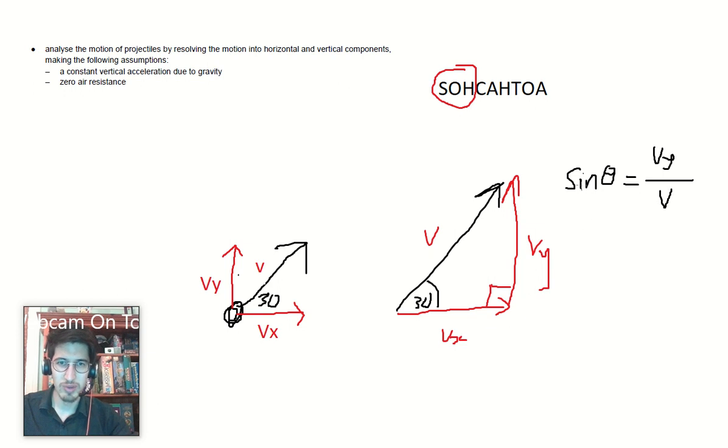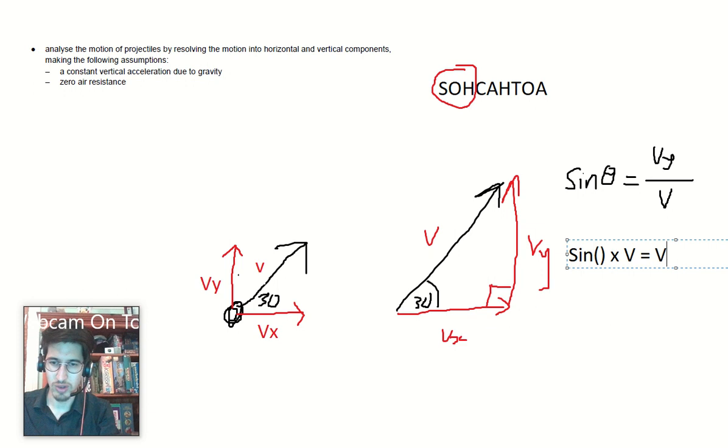All right, a little bit of rearranging. Sine theta times velocity is going to equal vy. So without too much difficulty, sine theta, that's my theta, times velocity is going to equal vy.